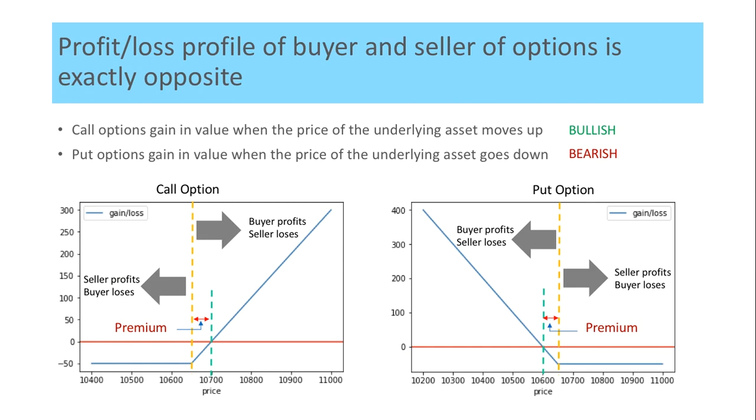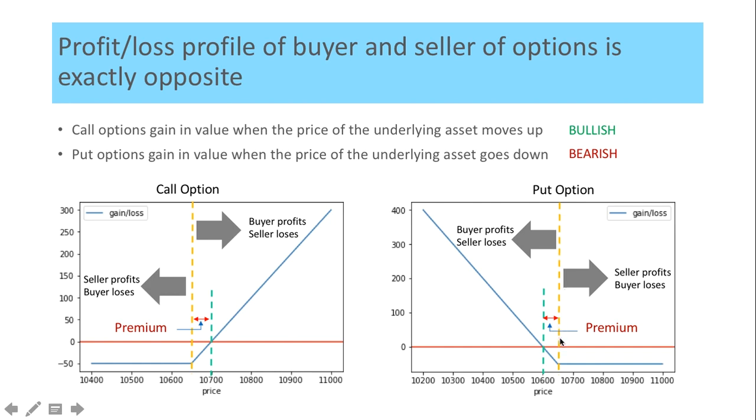Now the profit and loss profile of a buyer and seller are exactly the opposite. What one loses, the other gains. So in a call option, a buyer will be making indefinite profit after the price were to go past 10,700, which is the break-even point, which will be the loss of the seller. And in the same call option, a seller would be pocketing the entire premium if the price were to remain below the strike price, which is 10,650. So their profit and loss is exactly the opposite.